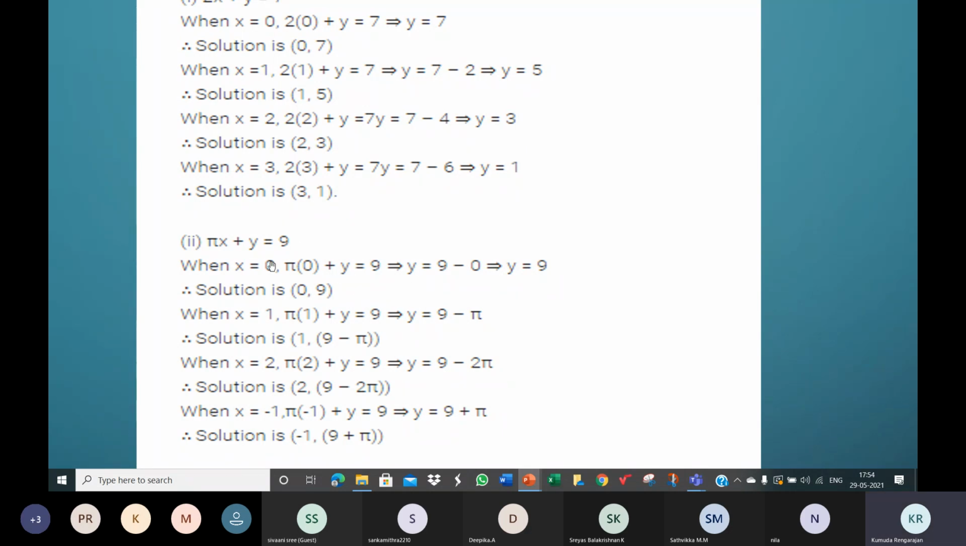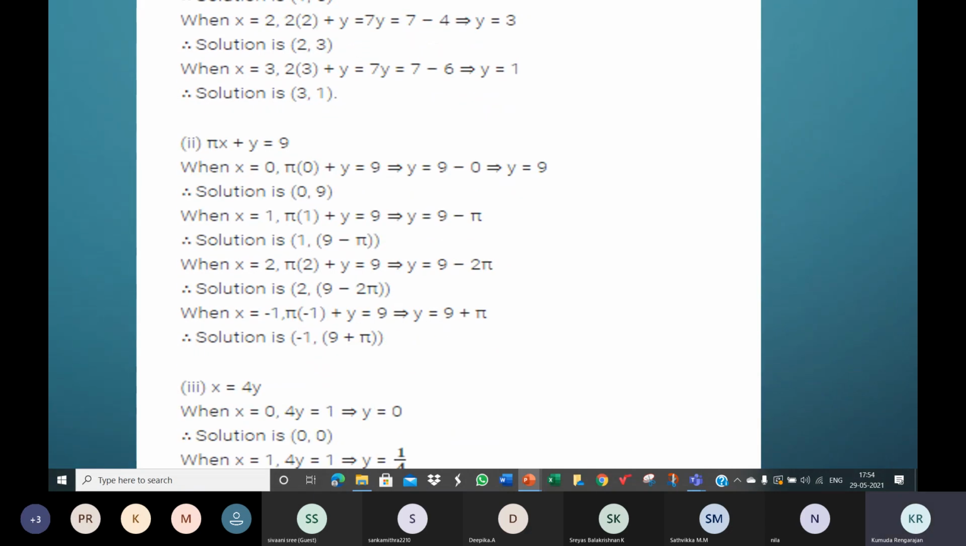So it's just that you'll have to give different values for x and find the corresponding values of y. You may go through this. Go to the second one. In the solution, you must write the x value first and then the y value.